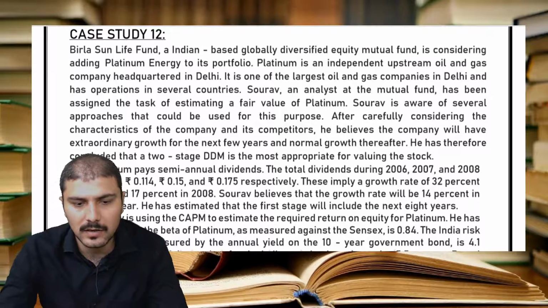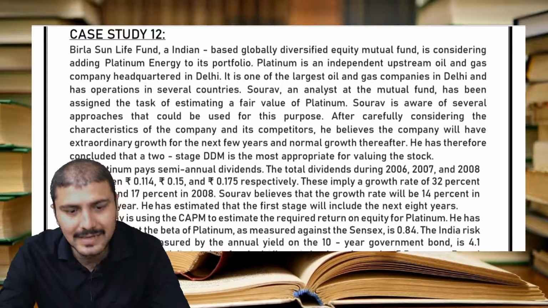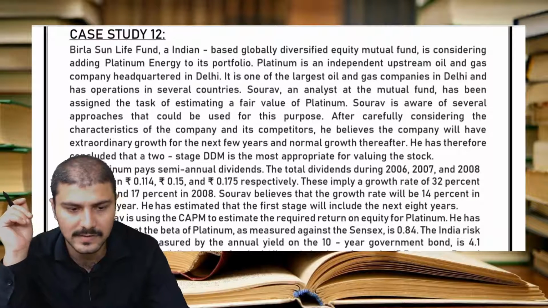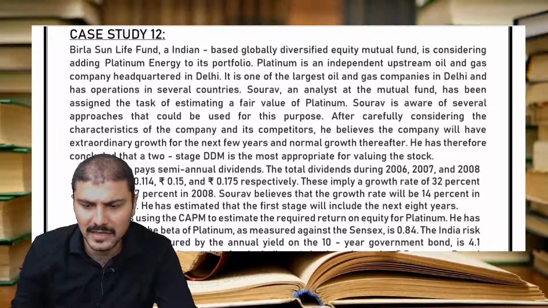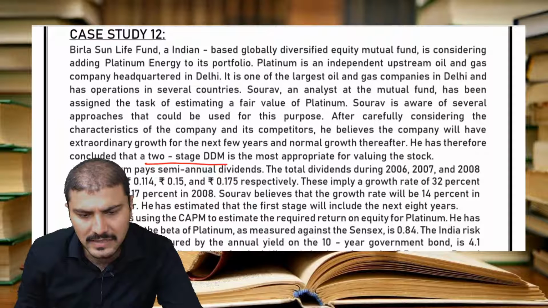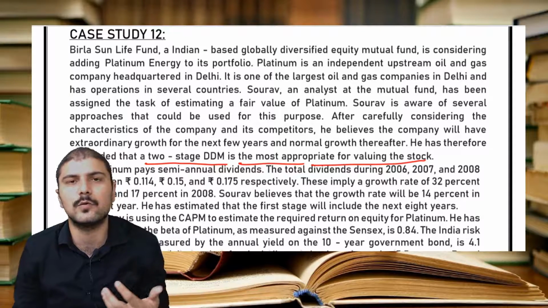So here, in the first paragraph, it is written that Birla Sun Life Fund, an Indian-based, globally diversified equity fund, is considering adding a particular stock to its portfolio, for which he has concluded that the two-stage dividend discount model is most appropriate for valuing the stock. Now, what do we understand by two-stage dividend discount model?